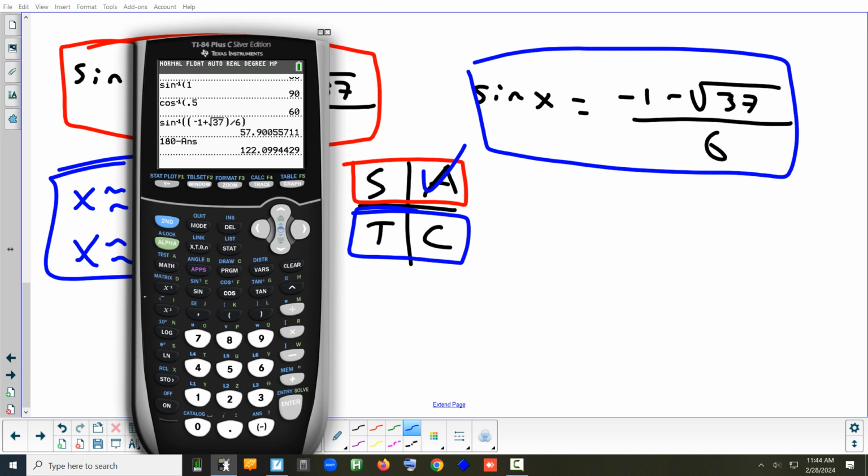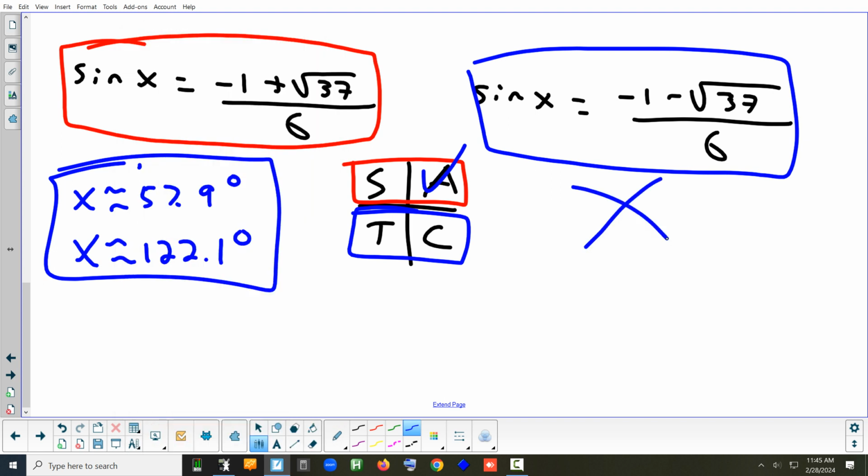Now, has anybody noticed anything about the other one yet? If you take -1 and minus the square root of 37 from it, it's going to be about -7, just call it even -7. If you take -7 and you divide by 6, what's going to happen here? It's less than -1. That's a problem. You can't take the inverse sine of a number less than -1. So if you even try to do this, you're just going to get an error. So there's no solutions from this part. So these are the only two solutions in this problem.